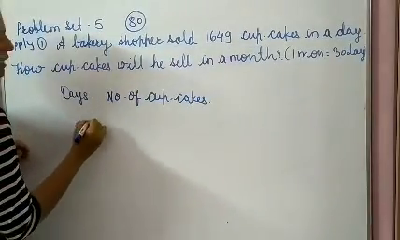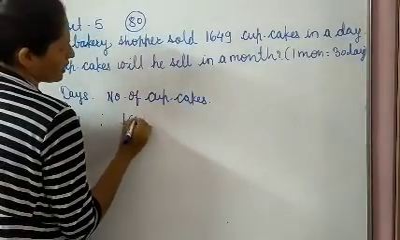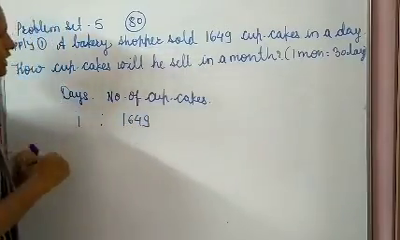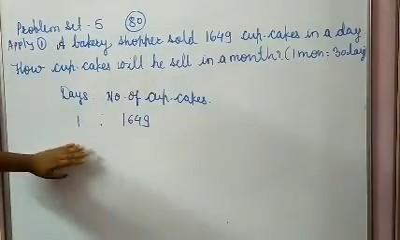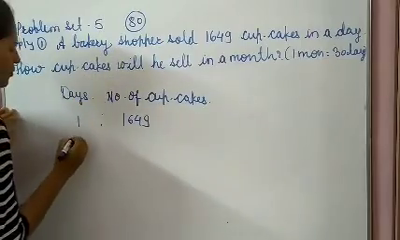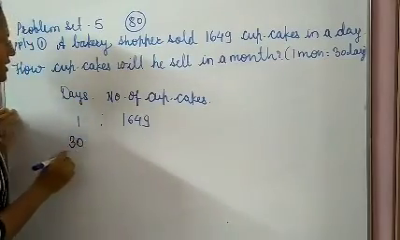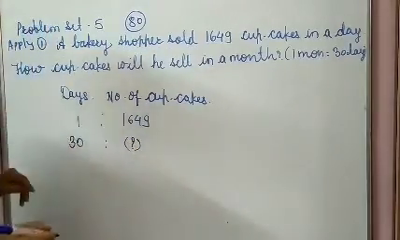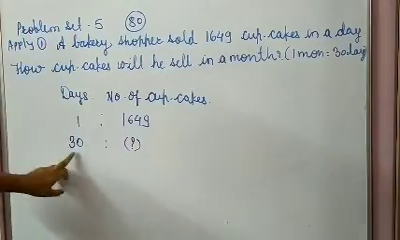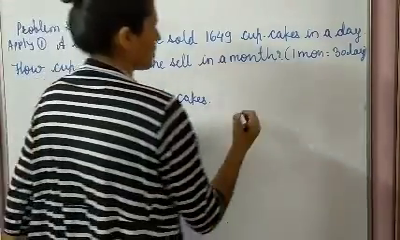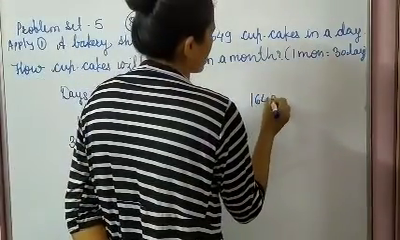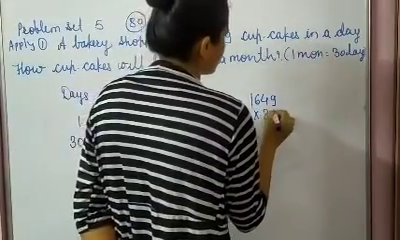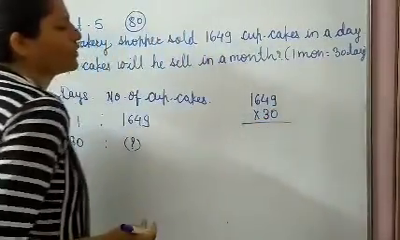Days. So in one day how much did he sell? 1649. And what do we find out? In 30 days, which means 1 month. 1 month means 30 days. How much? That we have to find out. Now what do we have to do? We multiply this with this, 1649 into 30.